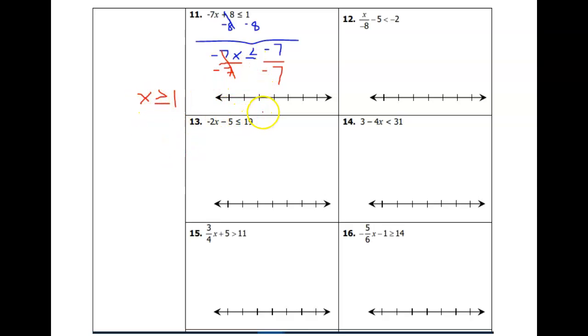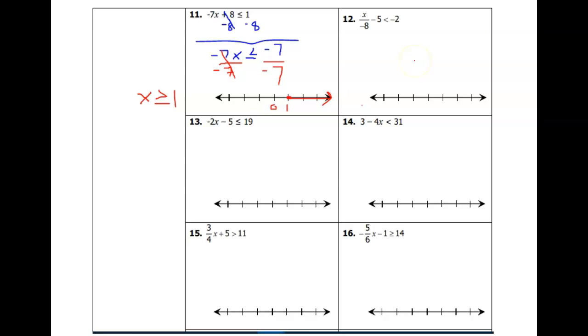So, for this question, I go to 1. Say this is 0. 1 is right here. I go to 1 on the number line. I do a closed circle, and now I'm shading all the values to the right. When you multiply or divide by a negative number, flip the inequality. Uh-oh. Let's look at 12.